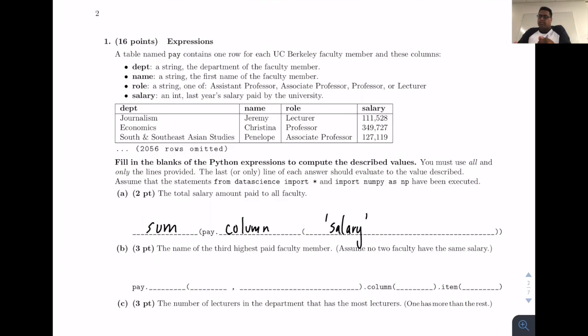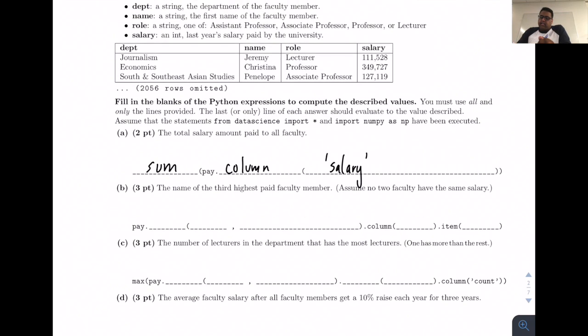And that's problem A. B asks us to find the name of the 3rd highest paid faculty member. An important distinction is that we don't want the amount of money that person was paid. We just want to find their name. In any question where we want to find the nth highest paid or the nth lowest paid or the nth anything related to some sort of rank, we always want to sort our table by some sort of metric first, and then it'll be easy to get a certain index.